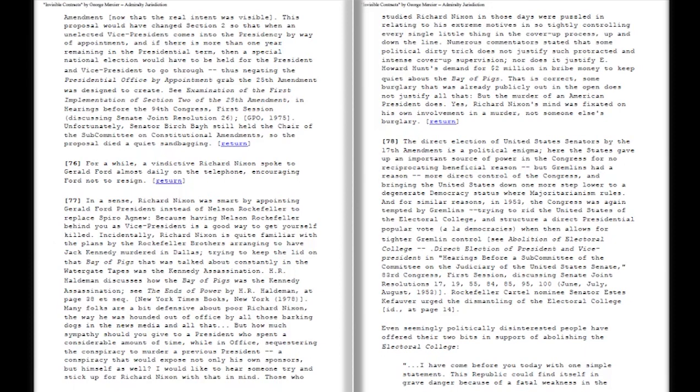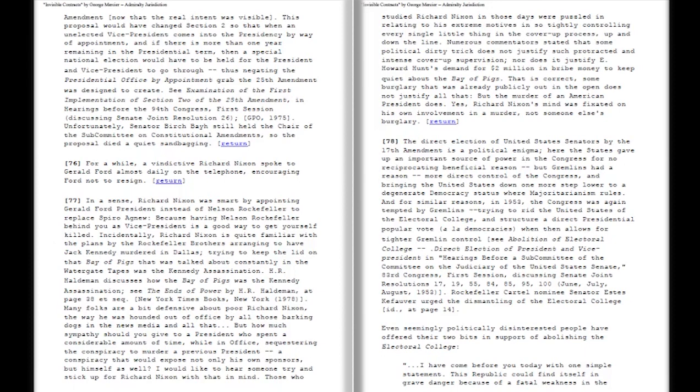In hearings before a subcommittee of the Committee on the Judiciary of the United States Senate, 83rd Congress, First Session, discussing Senate Joint Resolution 17, 19, 55, 84, 85, 95, 100, June, July, August, 1953, Rockefeller cartel nominee Senator Estes Kefauver urged the dismantling of the Electoral College. Id., at page 14. Even seemingly politically disinterested people have offered their 2 bits in support of abolishing the Electoral College.